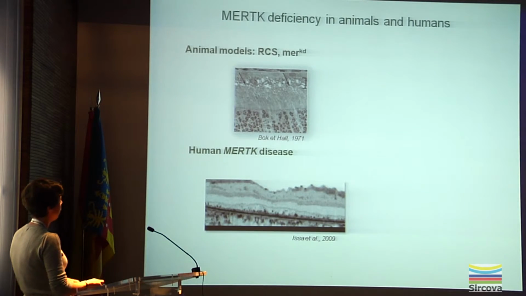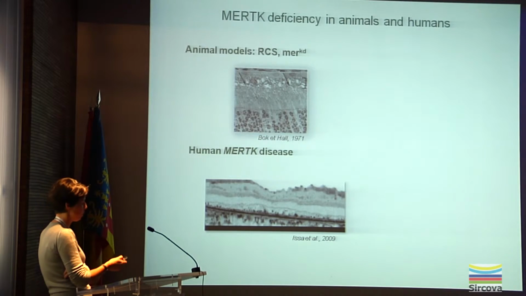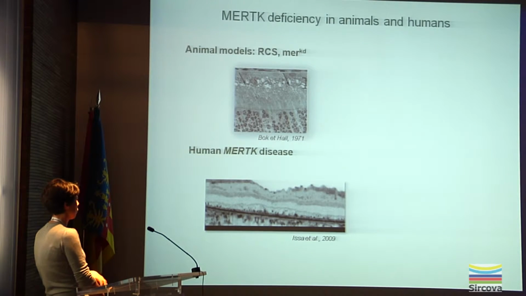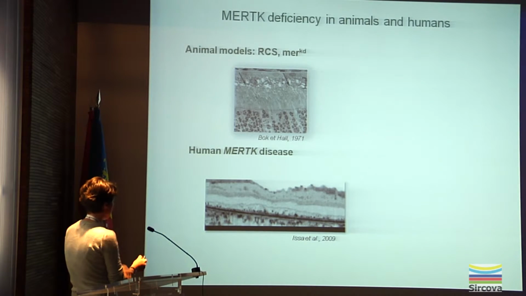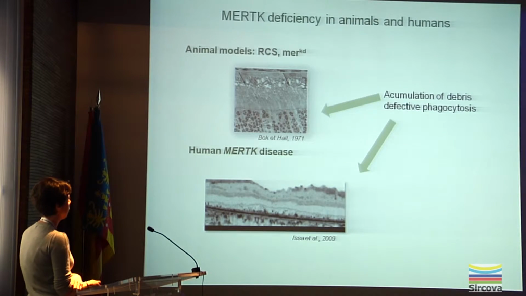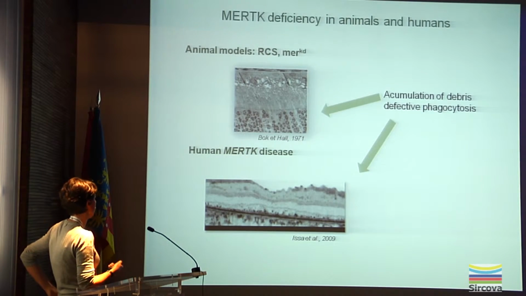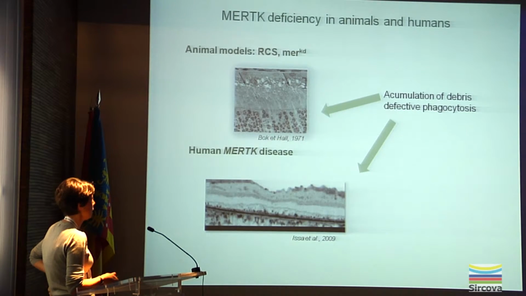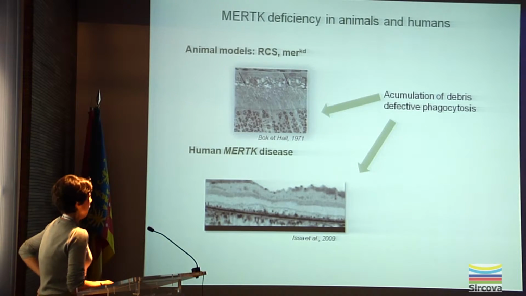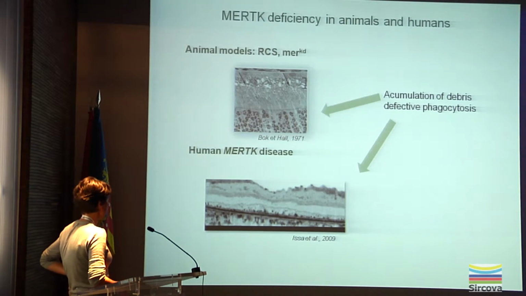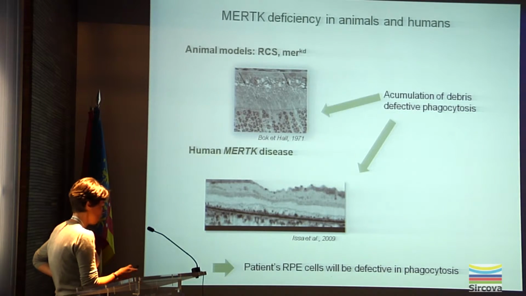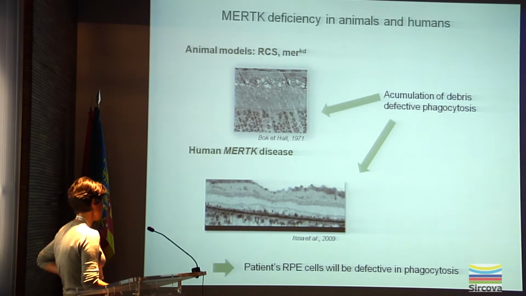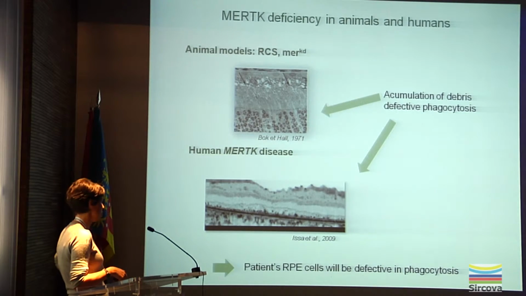MERTK deficiency is known in spontaneous animal models, the RCS rats and MERTK knockout mice, and also several families with MERTK disease have been described. A common thing between the animal models and human disease is that there is always an accumulation of debris in the subretinal space, and this is due to the defective phagocytosis. Knowing that we have a patient with a MERTK mutation, our expectation is that if we take the patient's fibroblasts and convert them into RPE cells, these RPE cells are going to be defective in phagocytosis.